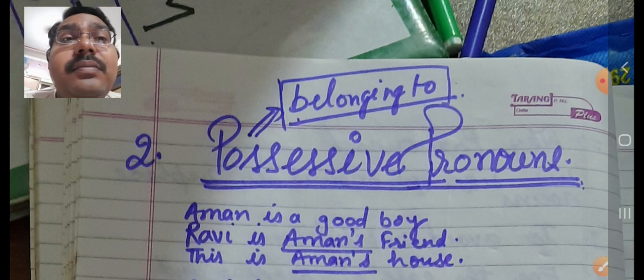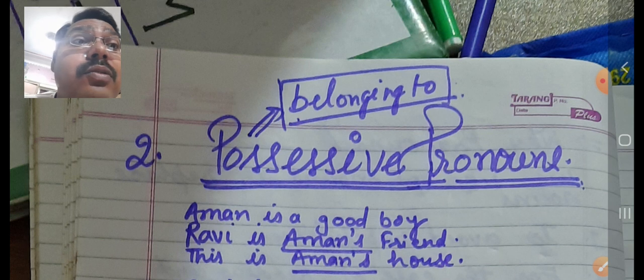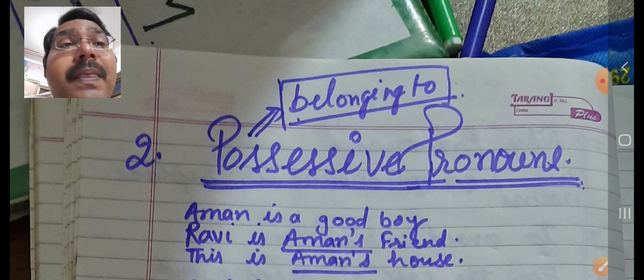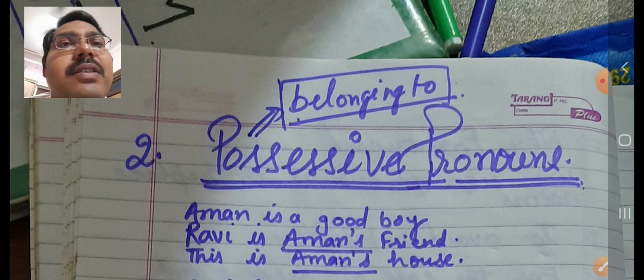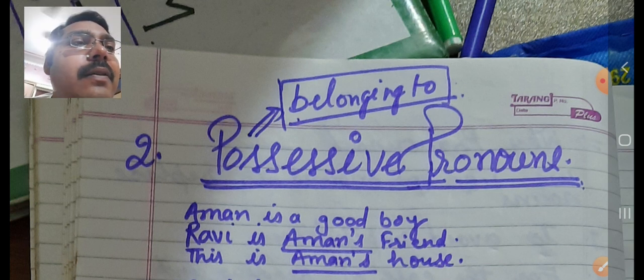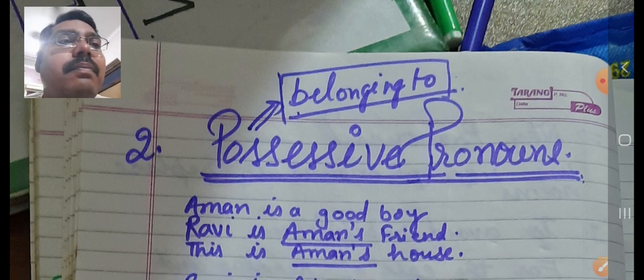For example, if I say this is Aman's car, it means the car belonging to Aman. The owner of the car is Aman. The car is possessed by Aman. So if something belongs to someone, that becomes the possession of that particular person. Something that belongs to somebody comes under the category of possessive. Now, we have already read about possessive nouns.